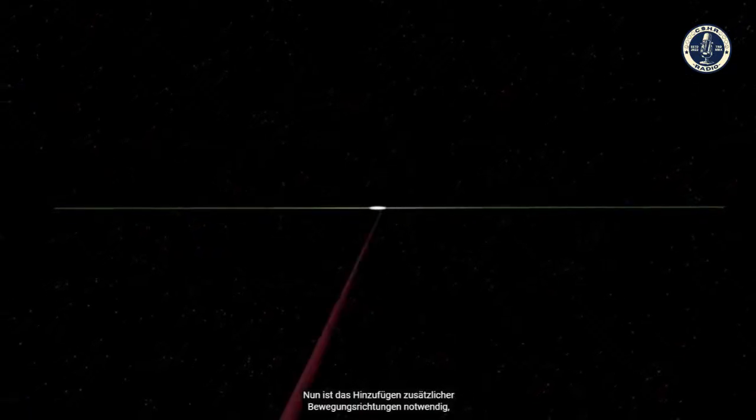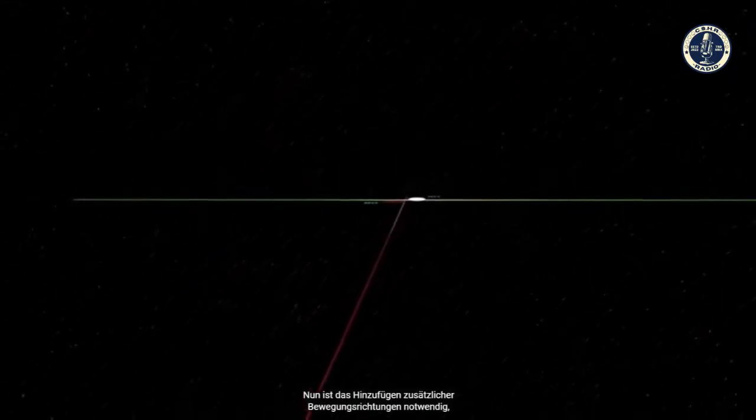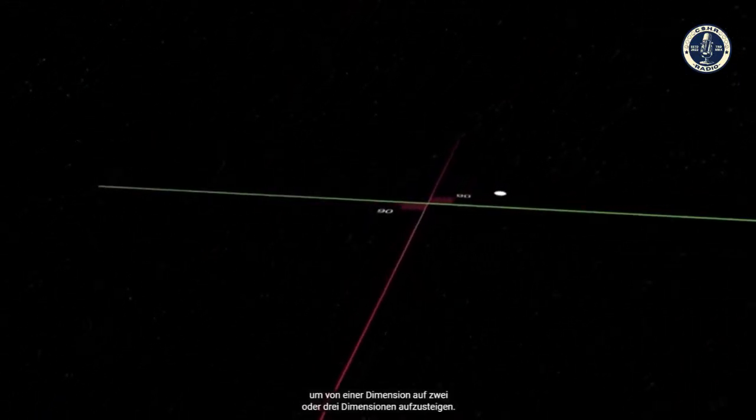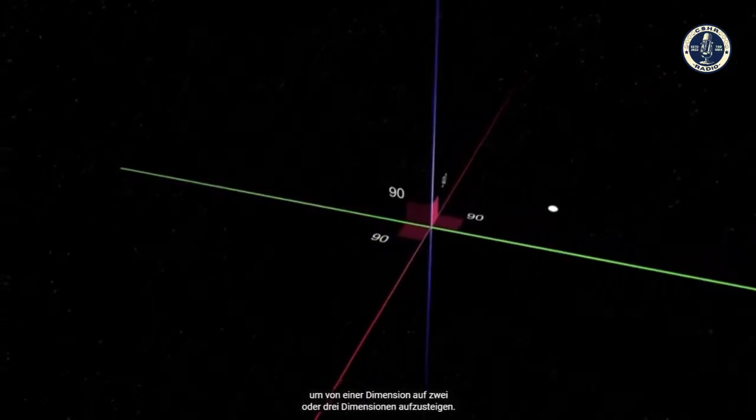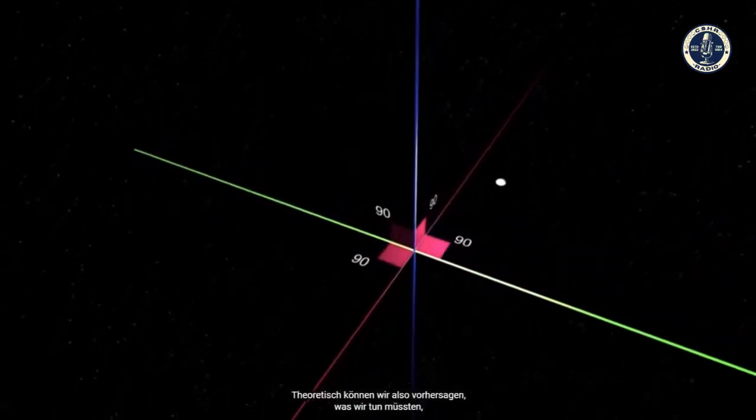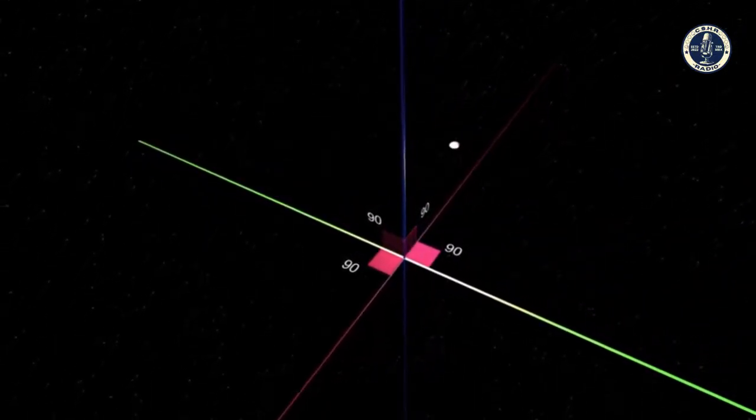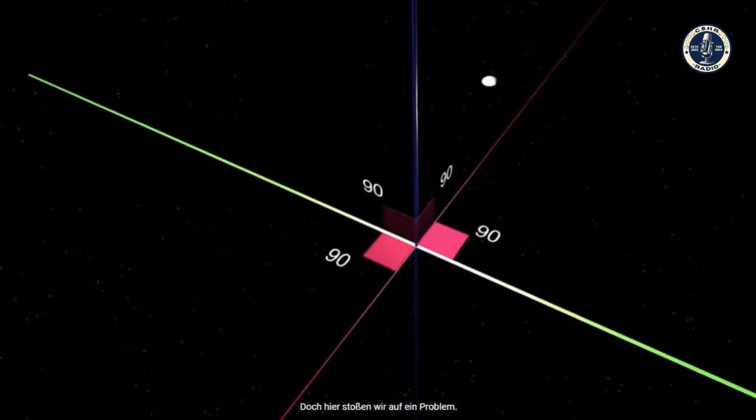Now, adding extra directions of movement is what's needed to move things up from 1D to 2D to 3D. So, in theory, we can predict what we need to do if we were to jump to 4D. However, here we hit a snag.